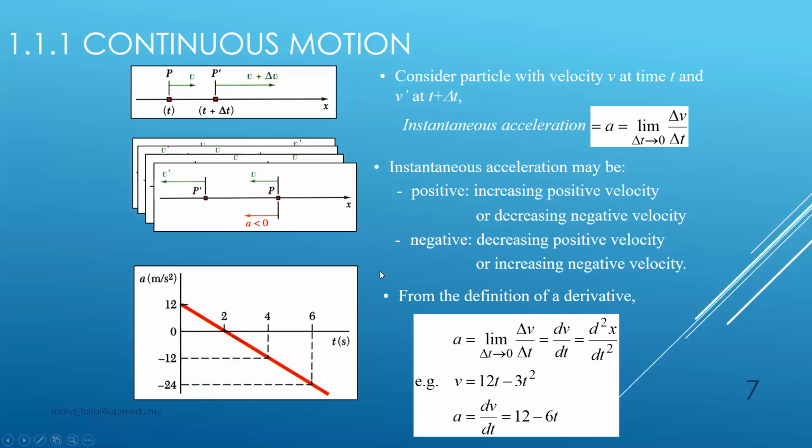From the definition of the derivative, a is equal to delta V over delta T, or simply you can write it as dV/dt. And you know that v is actually dx/dt.